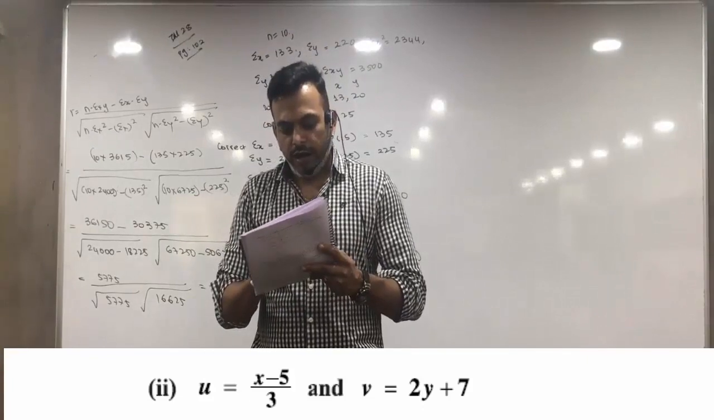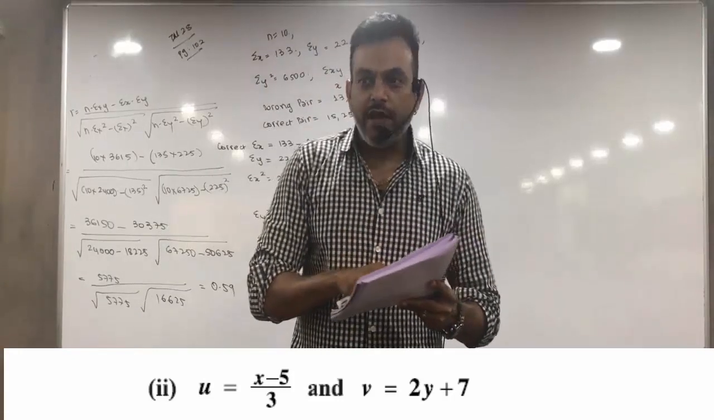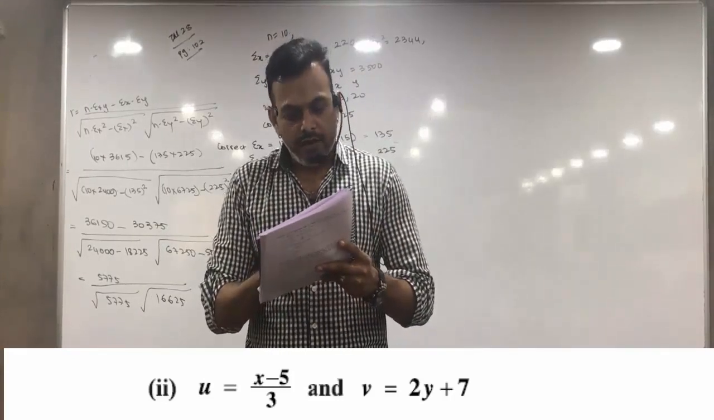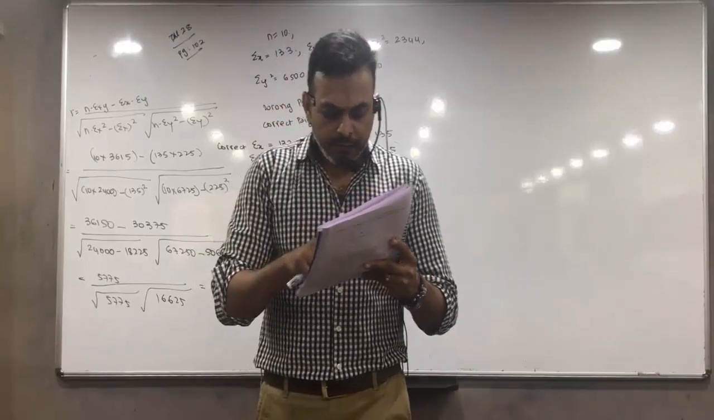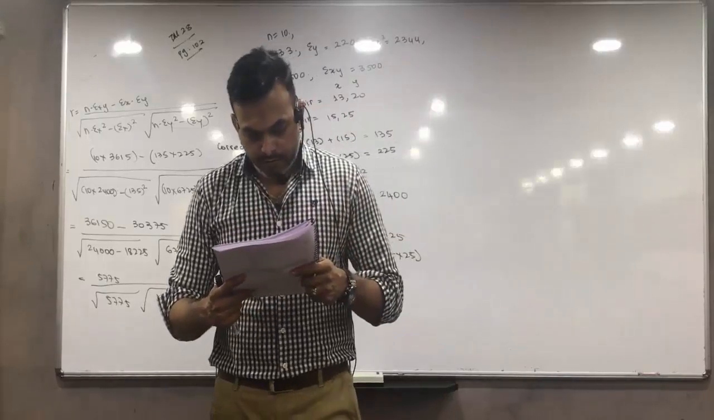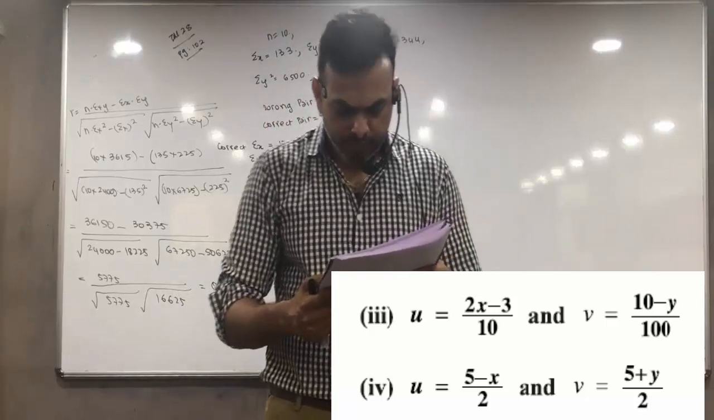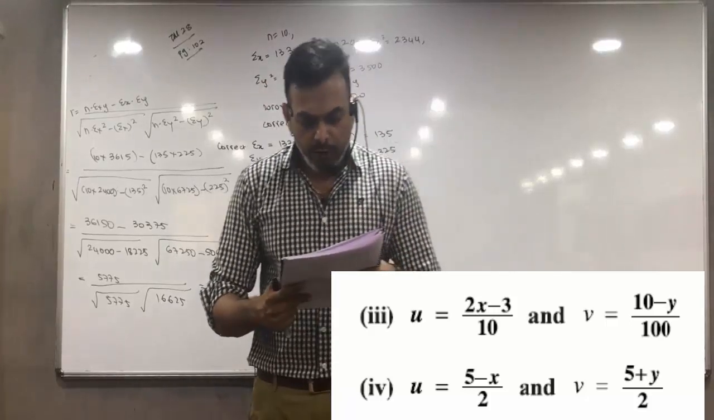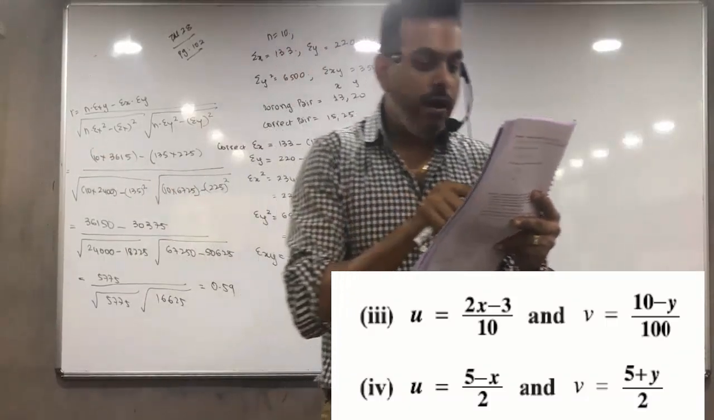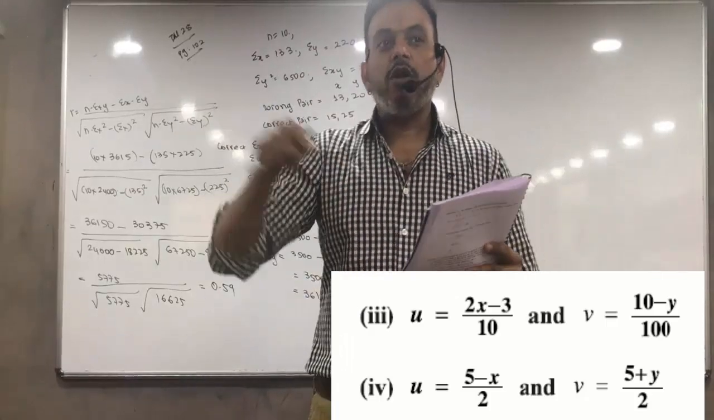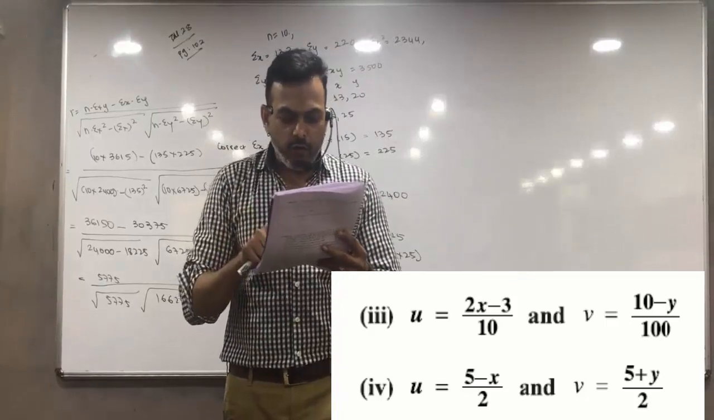x minus 5/3 and 2y plus 7. Again x and y both are positive. We only have to look at x and y. So it will also be positive. Understood this? All of you understood this? Okay. Now come to the third one. 2x minus 3 upon 10 and 10 minus y. So one is plus and other is minus. So what will be the answer? Minus 0.8. Okay. See the fourth one.